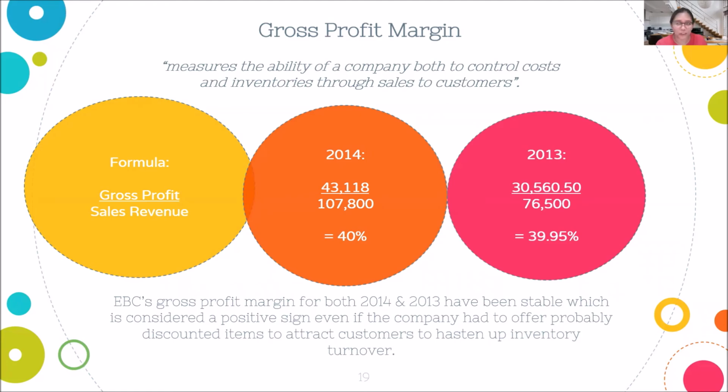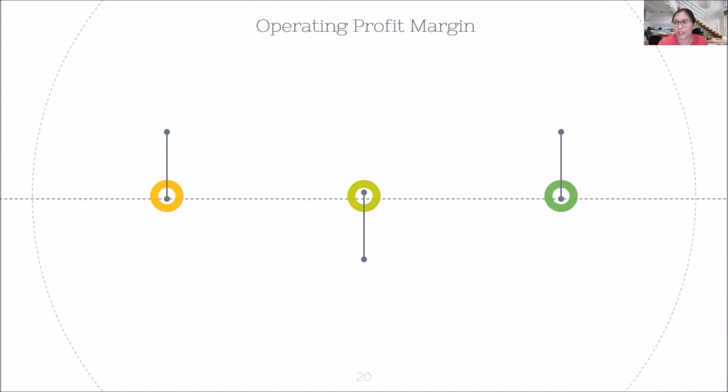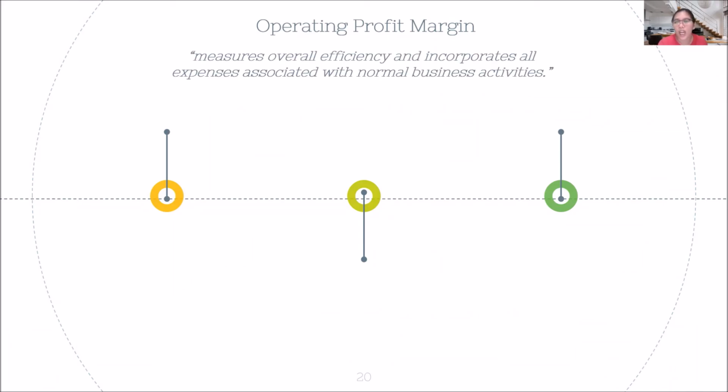So, somehow, for you to perform well, di ba? Talaga namang merong ganun. May mga sales, may mga discounted price, but still, you perform well. Okay? Next is the operating profit margin. Of course, under operating profit margin, you consider all the expenses with the normal activities, except interest and taxes, no? So you measure the overall efficiency and incorporate all expenses associated with normal business activities.